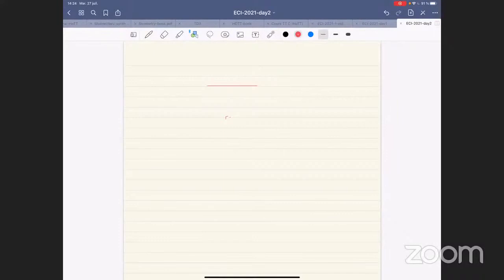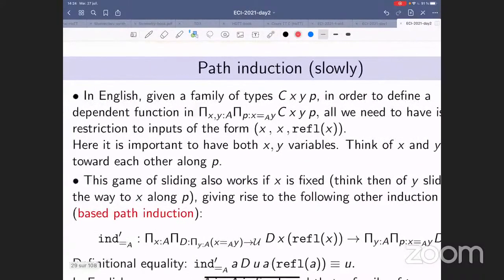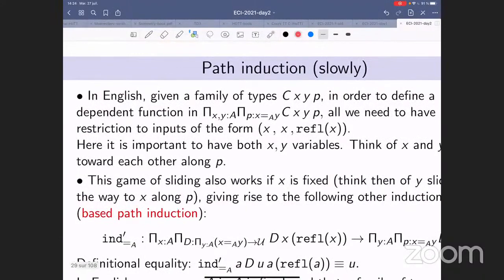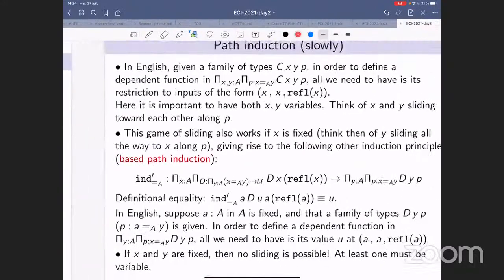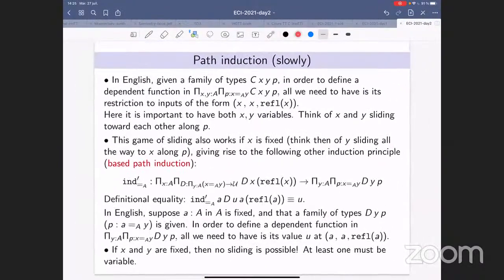Now, actually, another induction principle holds. It's written here. Let me read for you this other induction principle, and the next step will be to show that this other induction principle for identity types is interderivable with the other one. So it's another principle that has exactly the same power. Let me read it.